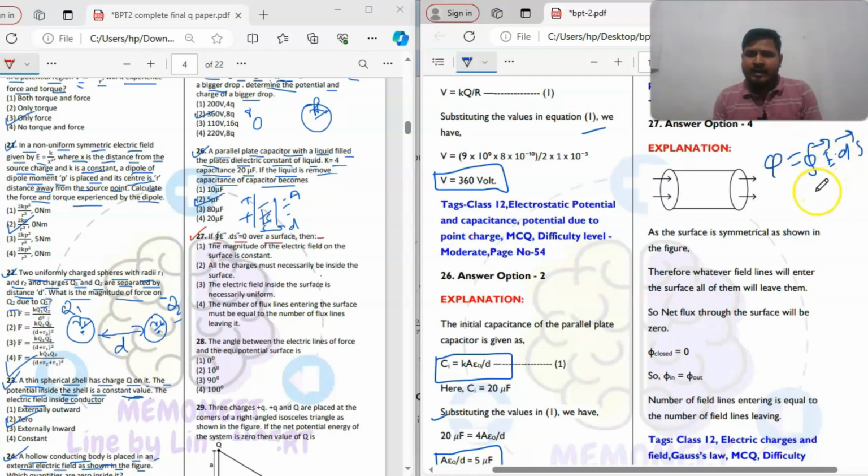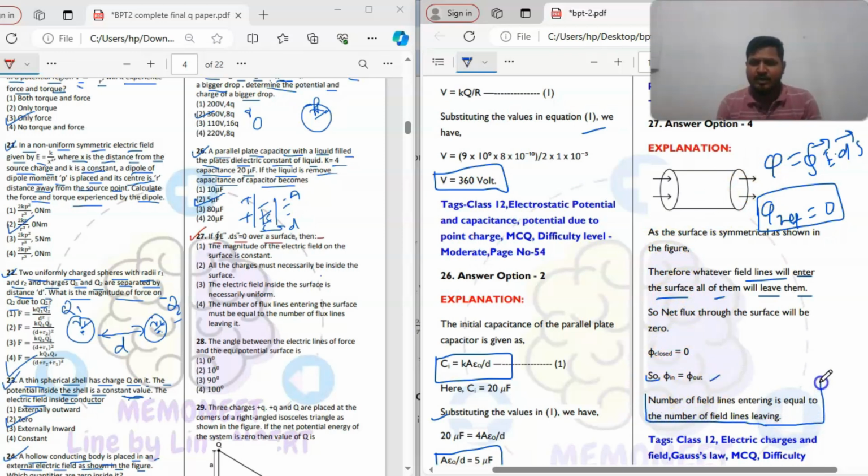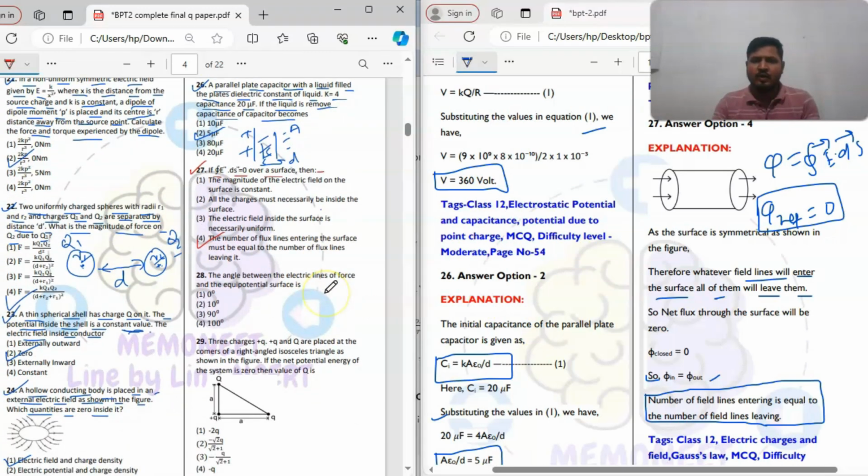If E vector dot dS is equal to 0, then what is phi net? Phi net is equal to 0. So what does it mean? It means whatever field lines enter the surface, all of them will leave it. The number of lines entering the surface is equal to the number of lines coming out from the surface. This is the concept of it. So the number of field lines entering is equal to the number of field lines leaving the surface. So our fourth option is the correct option. Okay, so to solve this question, you must know the basic idea of electric flux, right?